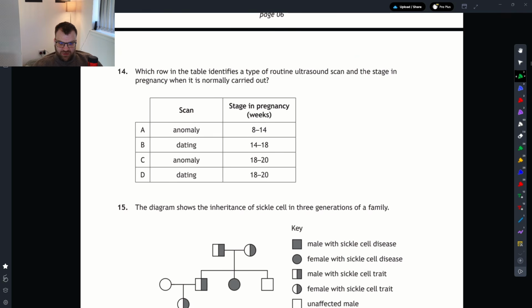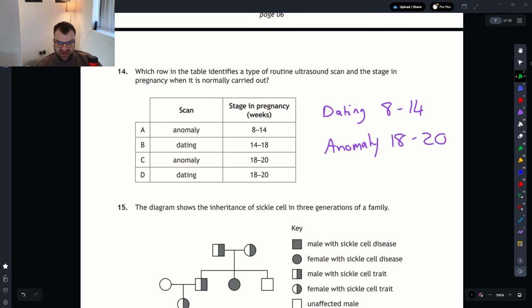Ultrasound, so you have anomaly and dating. Dating happens earlier in the pregnancy, and anomaly is a little bit later. So 8 to 14 weeks for dating, and then the anomaly scan is a little bit later at 18 to 20 weeks, giving the chance for the baby to develop a bit so they can see if there are any issues. That matches C here for this one.